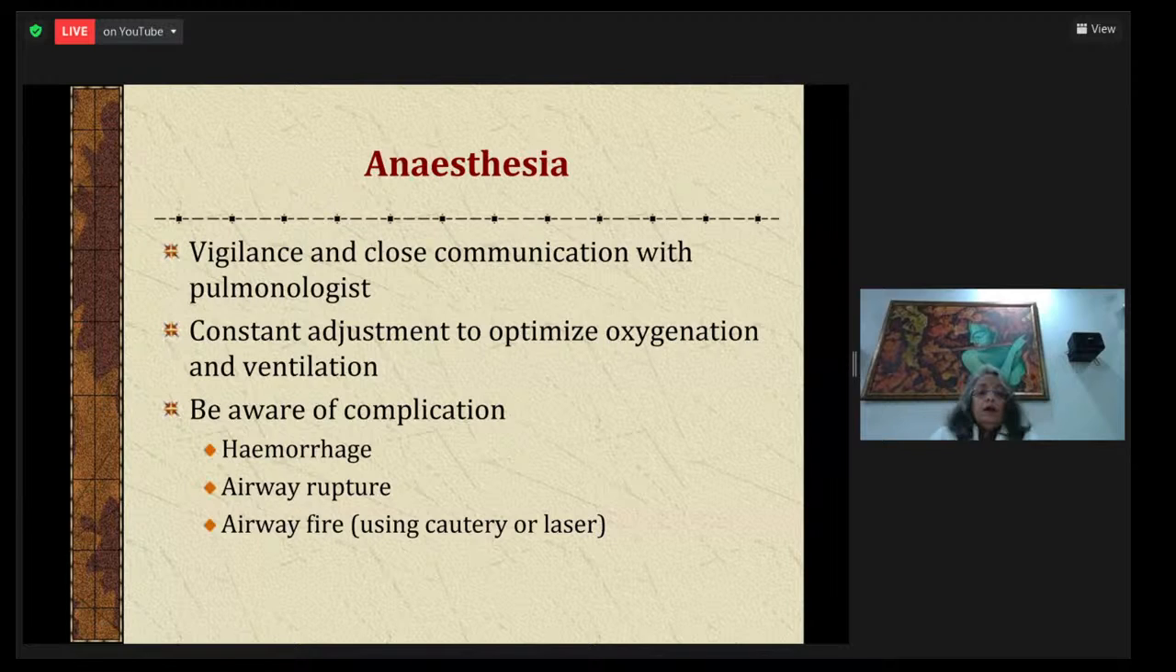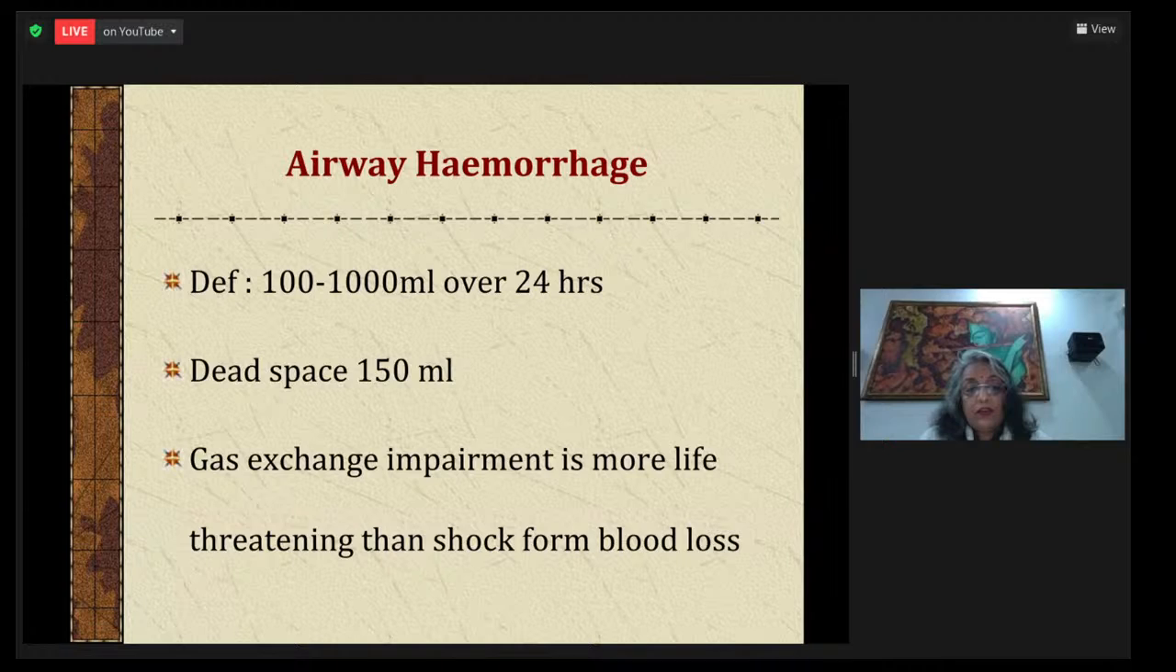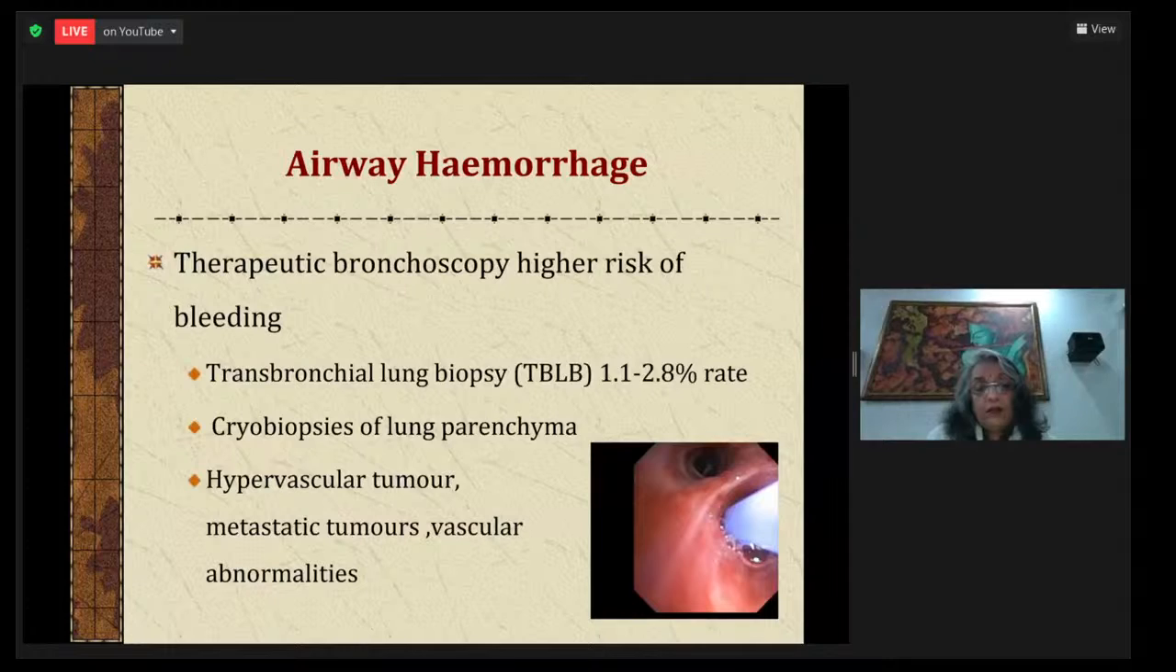Airway hemorrhage is commonly encountered and is a dreaded complication. It is defined as 100 to 1000 ml of blood loss over 24 hours. The problem for the patient occurs due to impaired gas exchange, and it is more life-threatening than the blood loss itself. Therapeutic bronchoscopy has a higher risk of bleeding than transbronchial lung biopsy, because we cannot see the distal end of the tissue we are dissecting. So we could be encountering a hypervascular tumor or even vascular abnormalities at the other end of the tumor or the granulation tissue which we are attempting to resect or remove.